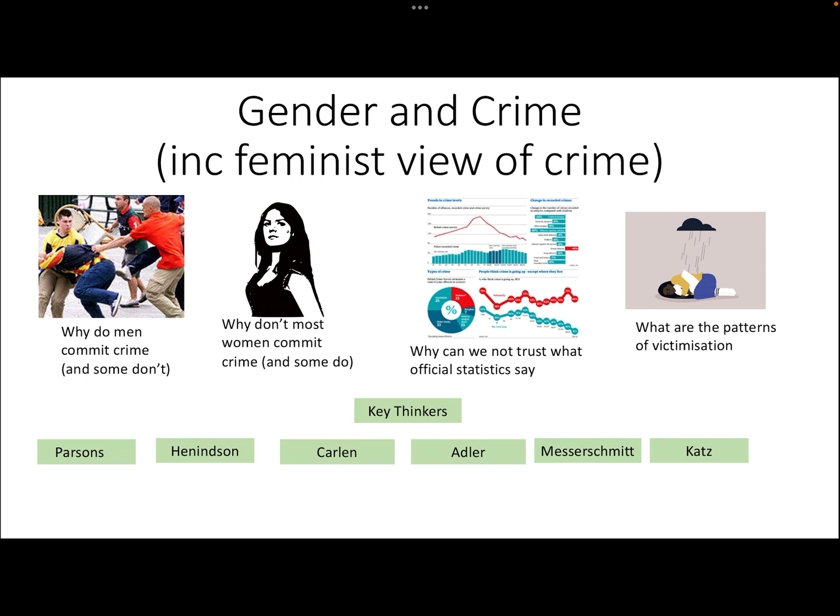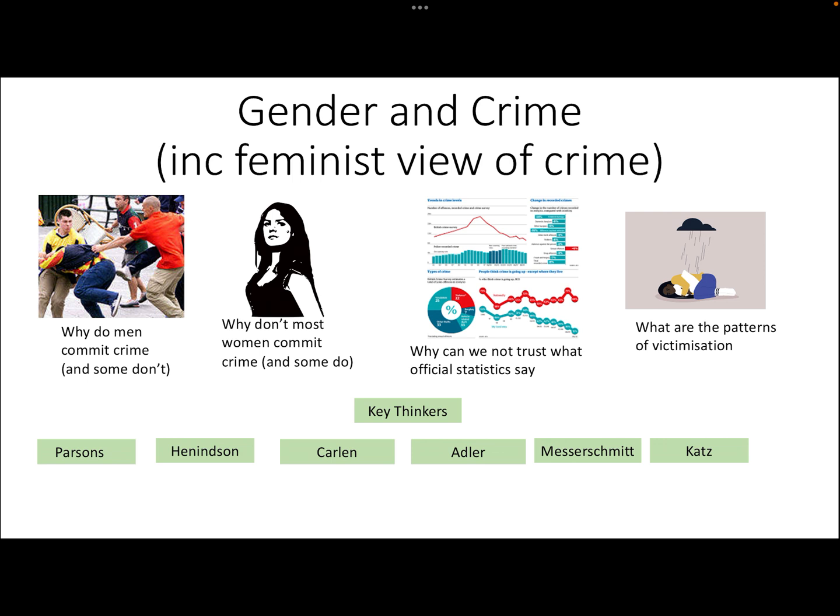Some of the key thinkers I'm going to talk about are Parsons' functionalist theory and explanations, Heidensohn and her control theory, Carlen, the class and gender deal, Adler, the liberation thesis, Messerschmidt and his normative masculinity, and Katz and edgework. I also mention Dick Hobbs's nighttime economy in this lecture as well.